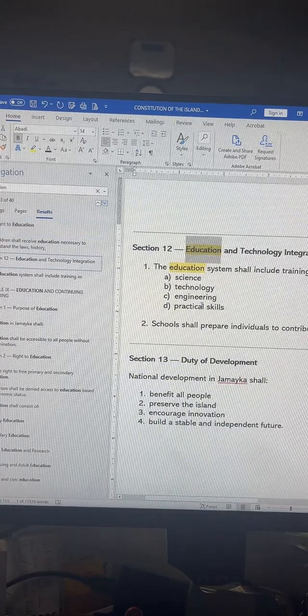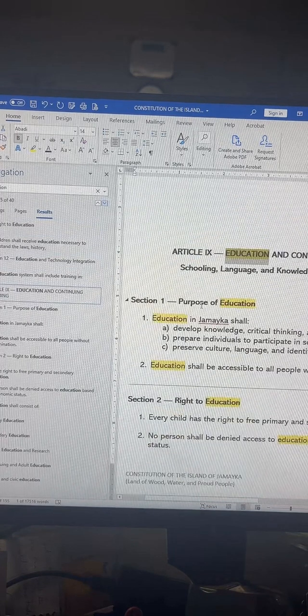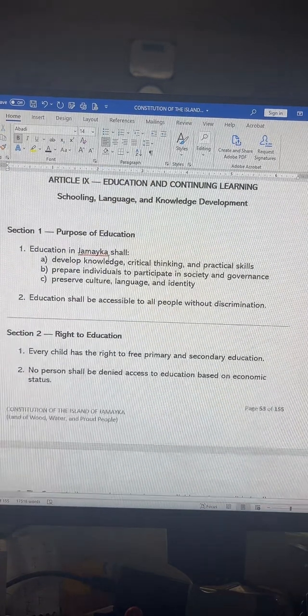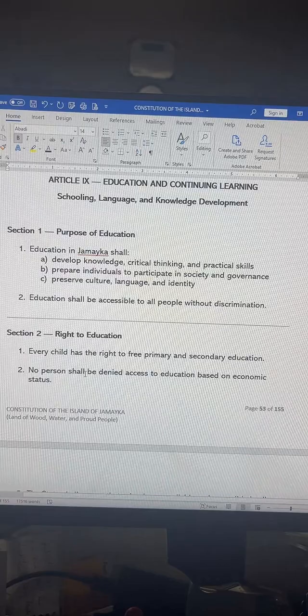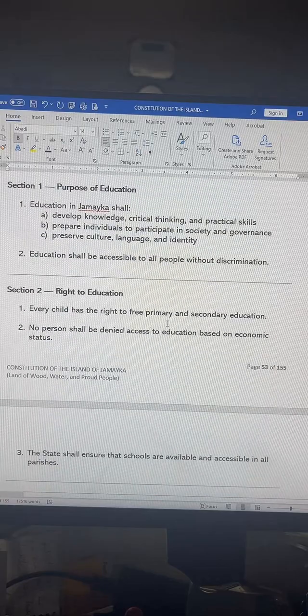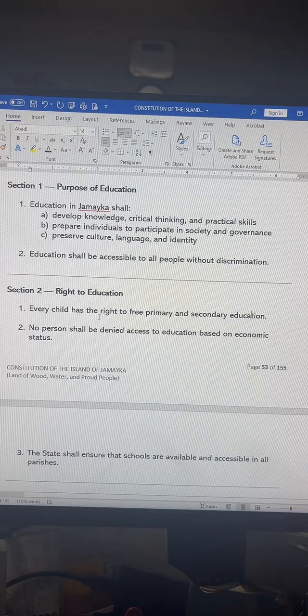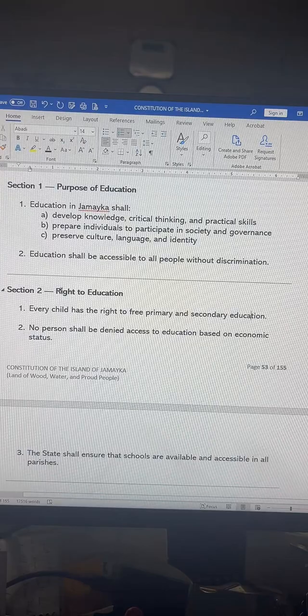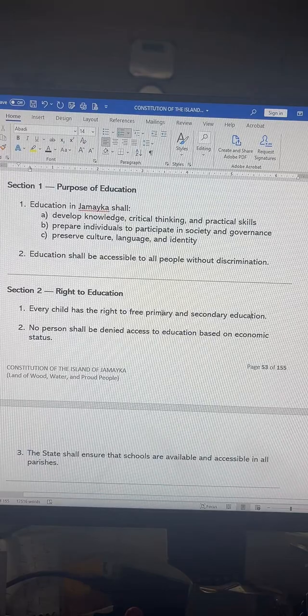Was on the rights. Education system shall include training, technology, science. That was the general. All right, so here's the article on education. So this is currently what is in the constitutional framework that we are currently calling constitution. All right, so we put every child has a right to free primary and secondary education.